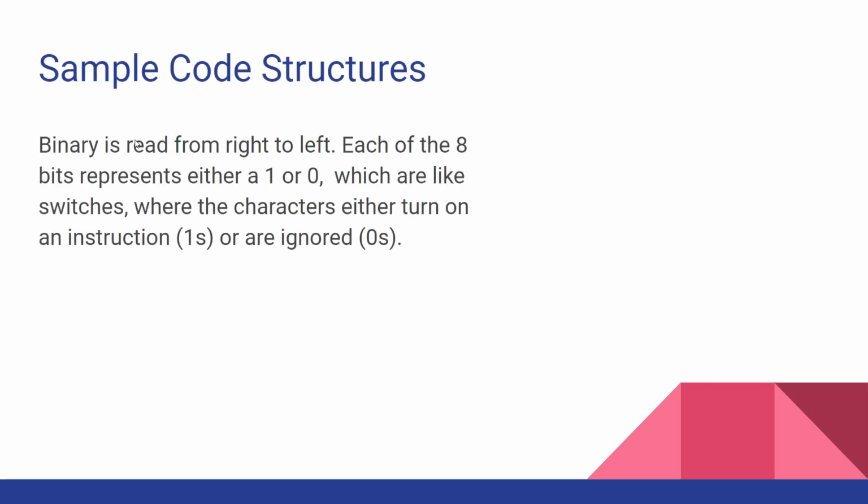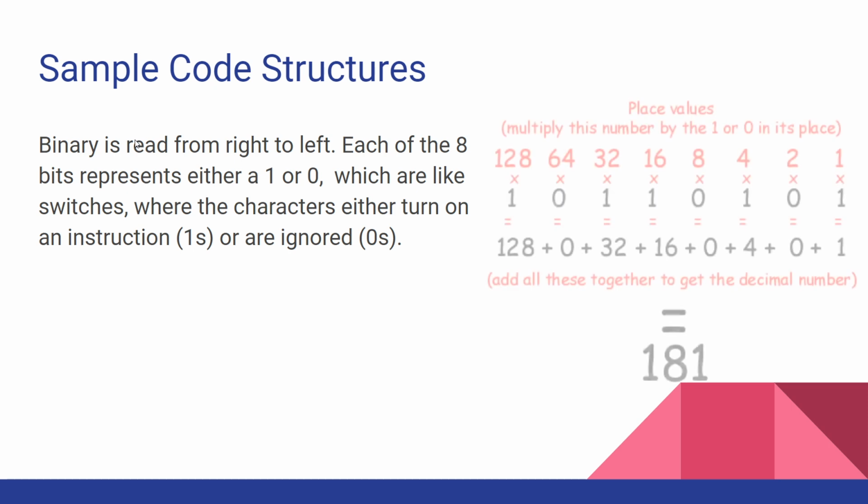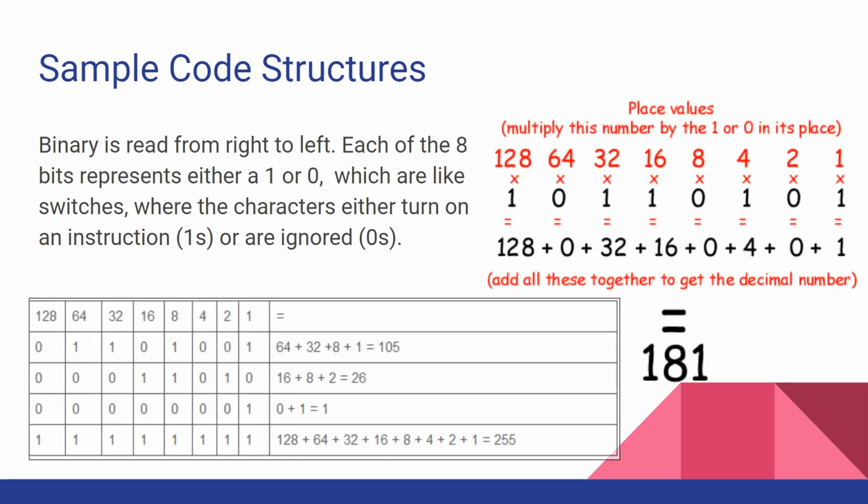Now, when you look at a simple code structure, and this is a very simple code structure for a number, you'll have one lot of 128, one lot of 32, so that's the 101, etc. So 181: one lot of 128 plus one lot of 32 plus one lot of 16 plus no lots of 8 plus one lot of 4 plus no lots of 2 plus one lot of 1. And that's how you get the number 181 as a very simple binary code structure.